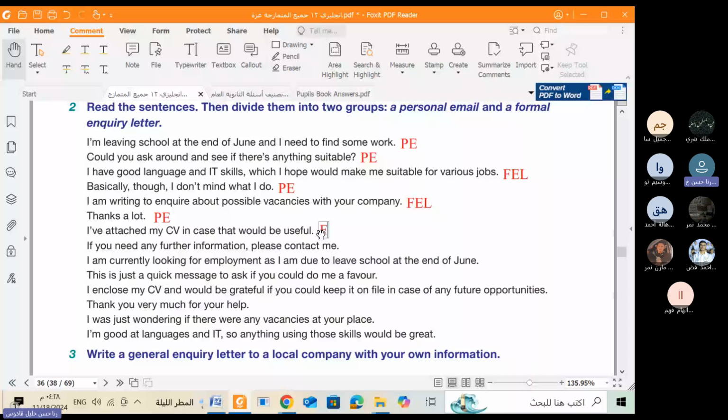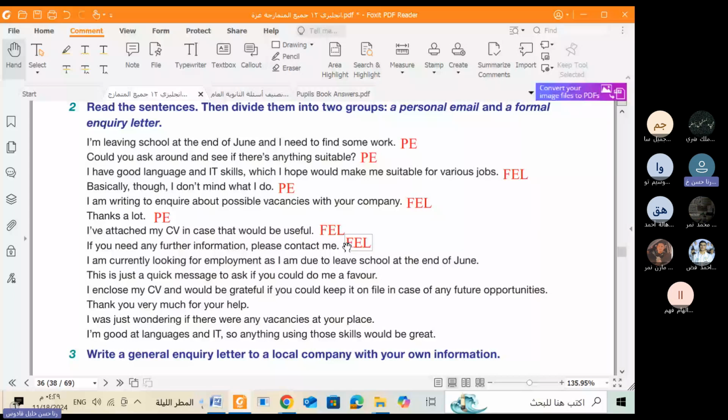Formal inquiry letter. I mean that the statements that we are dividing into personal and formal, these statements should be written in a formal letter and the others are in a personal email. Choose the language that is suitable for each situation. If you need any further information, please contact me. Is it formal or personal? It's formal. Yeah.